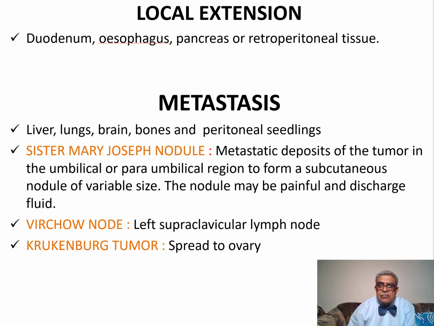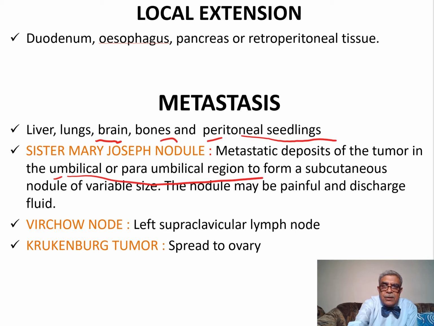Metastasis to liver, lungs, brain, bones, and then peritoneal seedlings. Then a term used is Sister Mary Joseph nodule, which is the metastatic deposit of the tumor in the umbilical or paraumbilical region forming a subcutaneous nodule of variable size, and the nodule may be painful and may discharge a fluid.